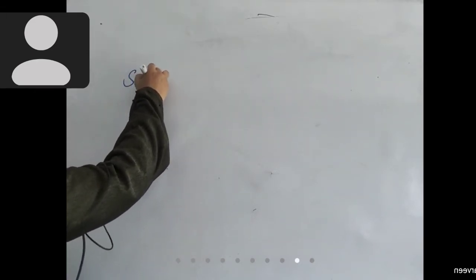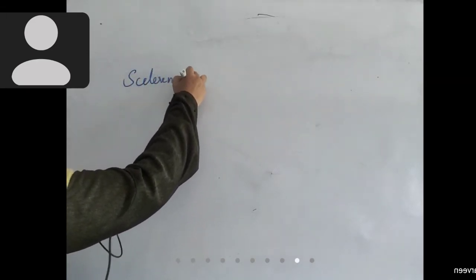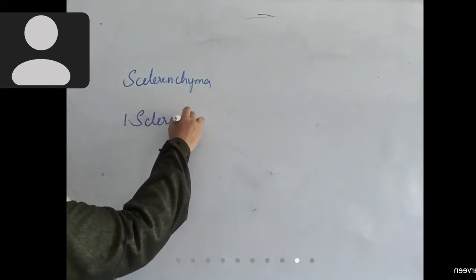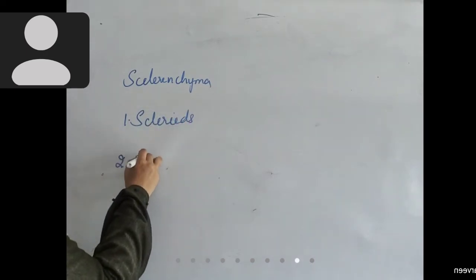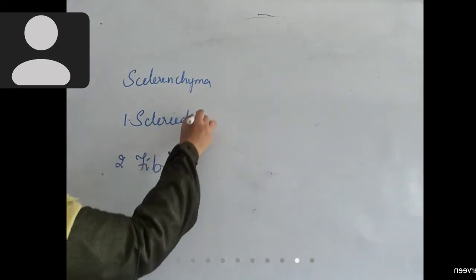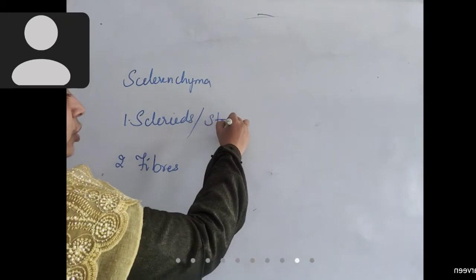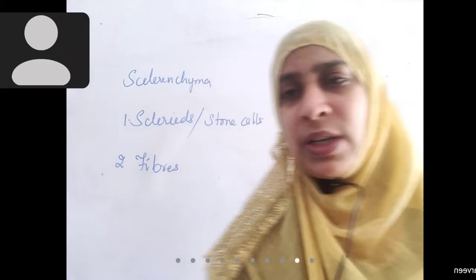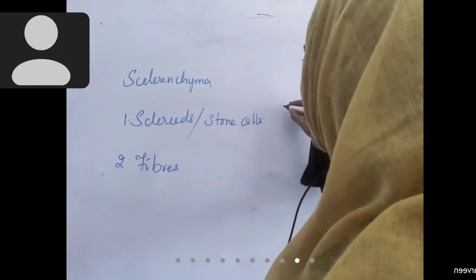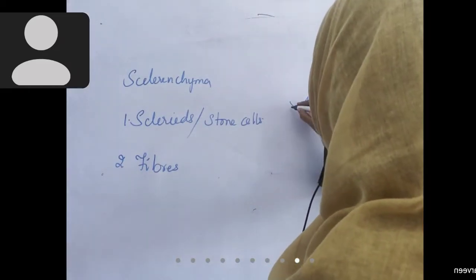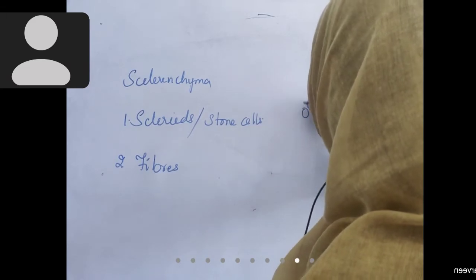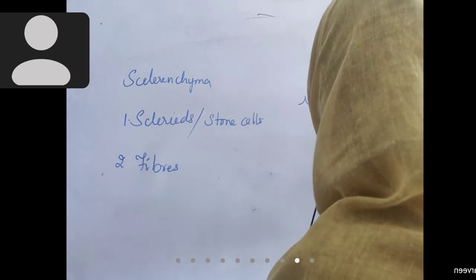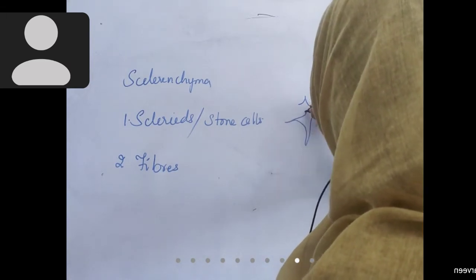Sclerenchyma is of two types. One is sclereids and second one is fibers. Sclereids are also called stone cells because they are very hard. These sclereids are very irregular in shape. See, if this is a small lumen, around this the shape of the cell is very irregular. It extends like this in different ways.